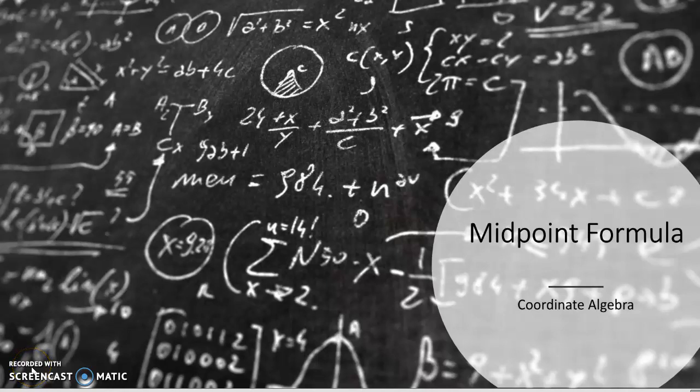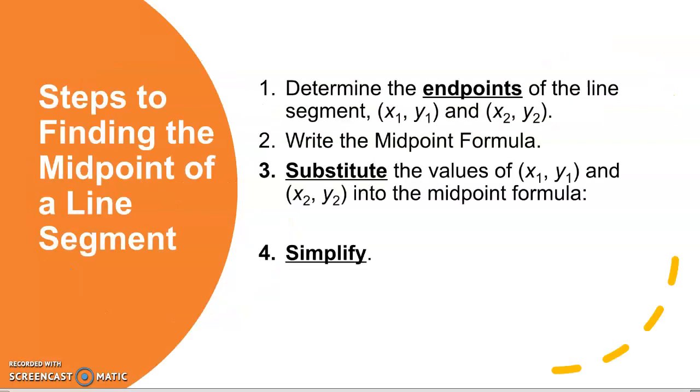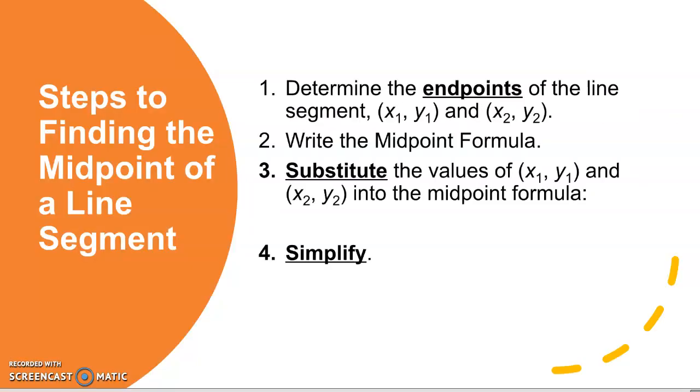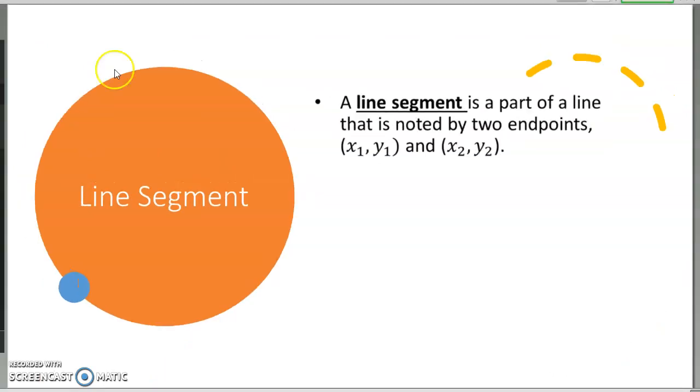Hello, now we'll look at using the midpoint formula. So a bit of vocabulary. A line segment is a part of a line that is noted with two endpoints, x1, y1, and x2, y2. Similar to when we were finding the distance formula, the midpoint formula shows us the point that's in the middle.